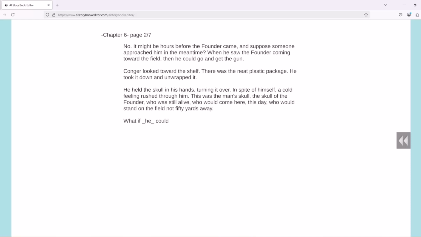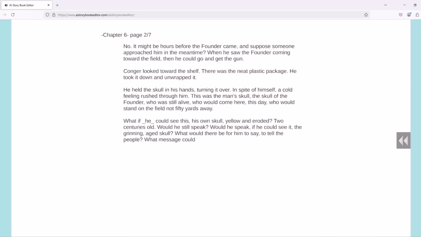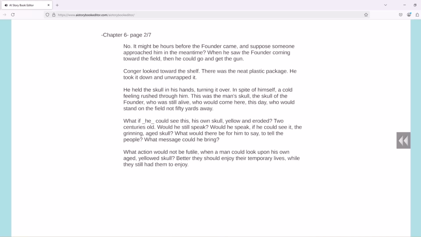What if Hay could see this, his own skull, yellow and eroded, 2 centuries old? Would he still speak? Would he speak, if he could see it, the grinning, aged skull? What would there be for him to say, to tell the people? What message could he bring? What action would not be futile, when a man could look upon his own aged, yellowed skull? Better they should enjoy their temporary lives, while they still had them to enjoy. A man who could hold his own skull in his hands would believe in few causes, few movements. Rather, he would preach the opposite.